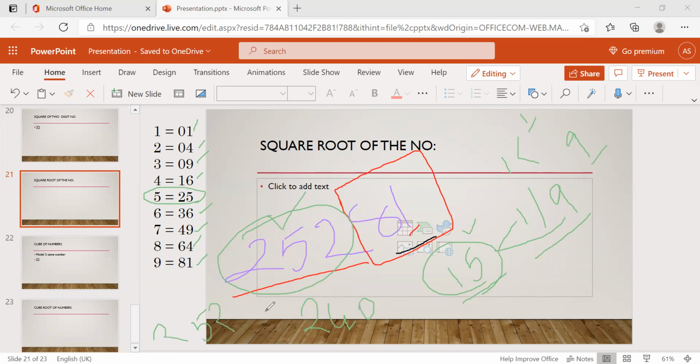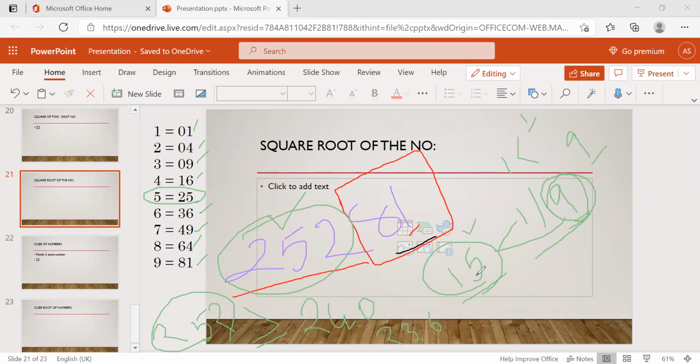252 is greater than or less than of this number? Is it greater than? Greater than means you always have to take 9. Even equal to, greater than or equal to, you also have to take the greater value. If it is less, suppose it is less than 240, 236 is there.